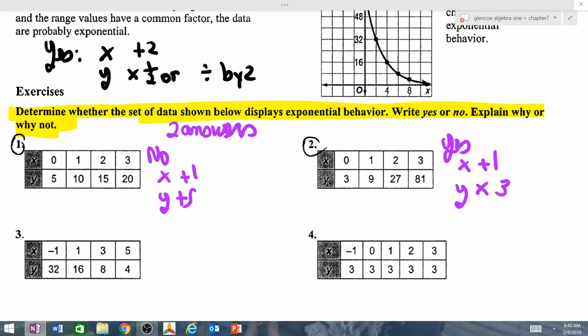Yes. Yes. Yes, why? The x is adding 9 and the y is... Good job. Does anyone have a question?